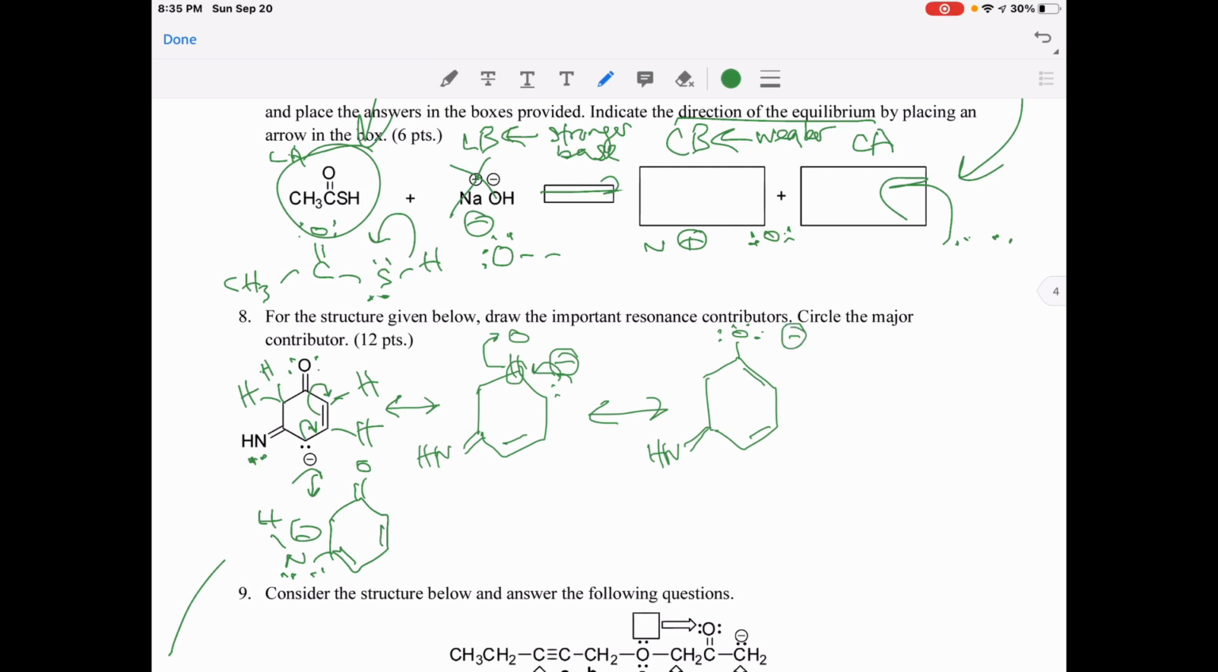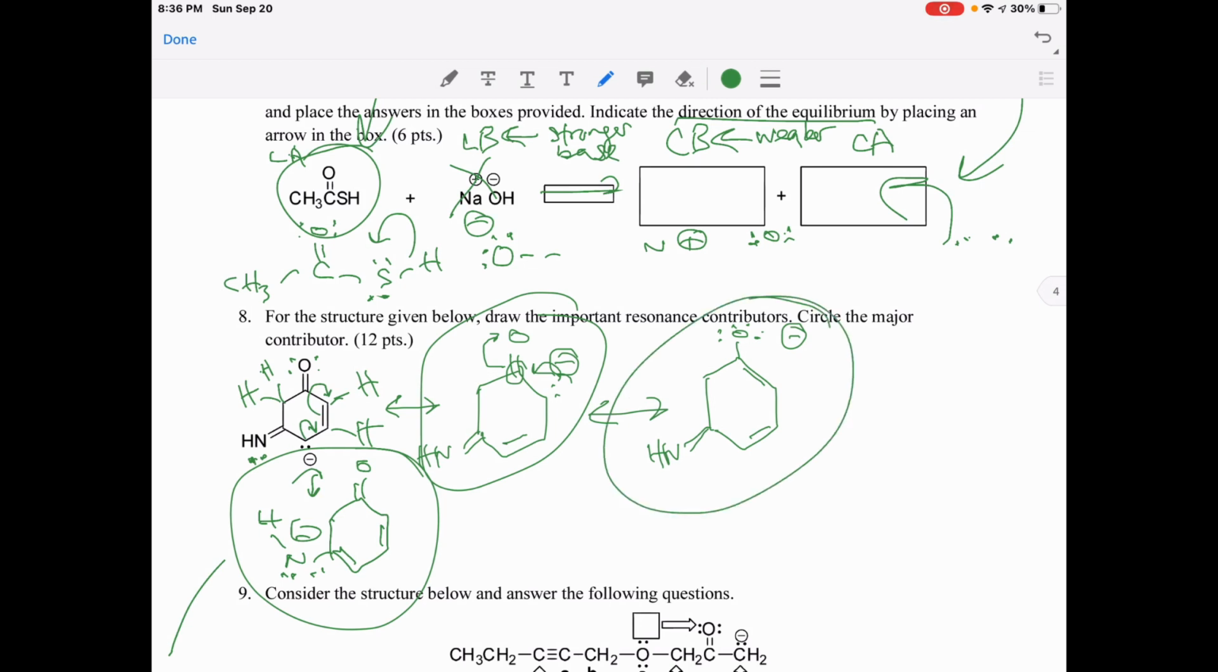So we are left with 3 resonance structures. And in order to determine the major contributor, we need to look again at the atoms that the negative charge is on. So for the first one, this compound, we find that the negative charge is on the nitrogen. For this compound, we find that the negative charge is on a carbon. For this one, we find that the negative charge is on an oxygen.